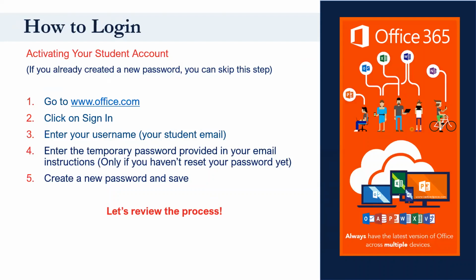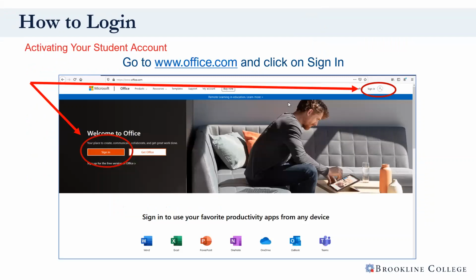But you'll essentially go to office.com. Don't type in microsoftoffice.com. Don't go to microsoft.com. Go to office.com and then click on sign in. You'll then be prompted to enter in your username, which is your student email address, and then your temporary password, and then it will walk you through some steps to reset your password. So let's take a look at how you go about doing that.